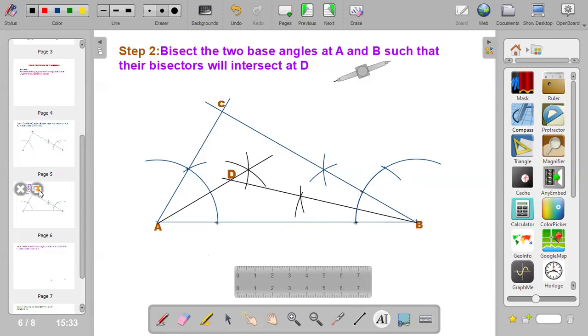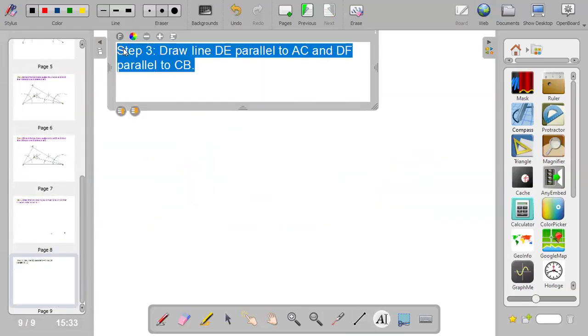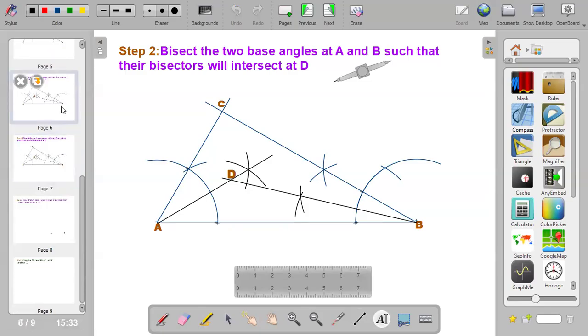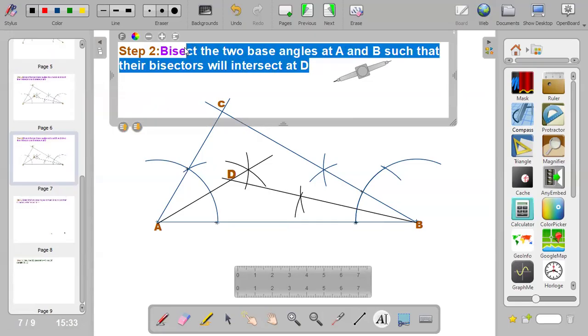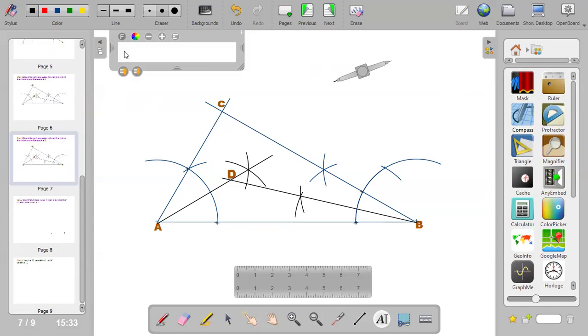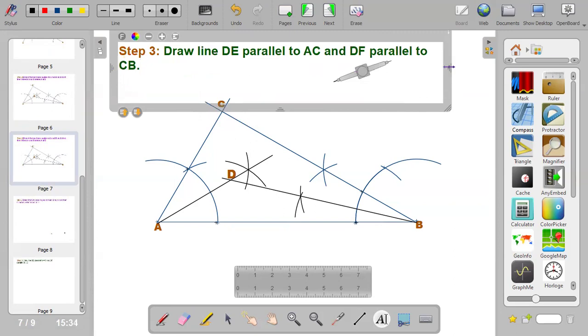Okay, I'll move on to the next stage, which is to draw parallel lines. Step three is to draw parallel lines. I'm going to draw line DE, which is going to be parallel to AC, and another line DF, which is going to be parallel to CB.